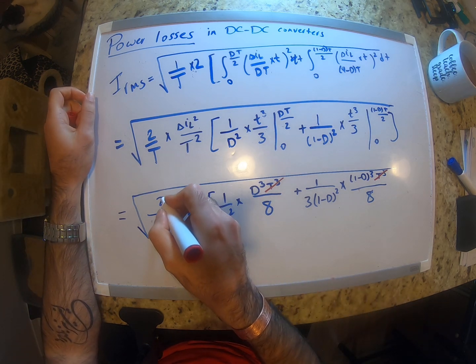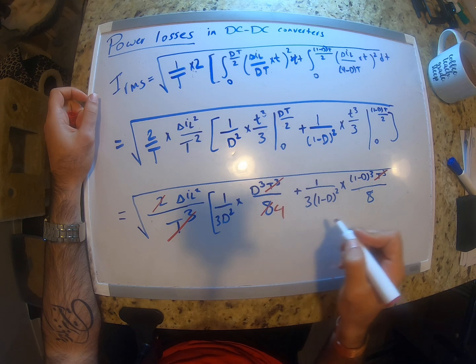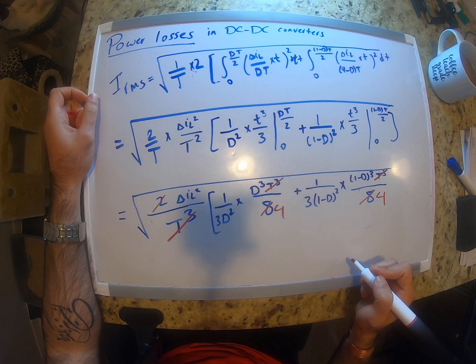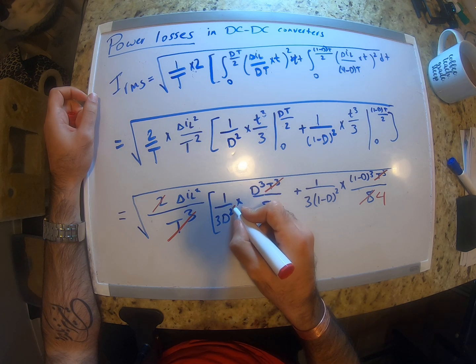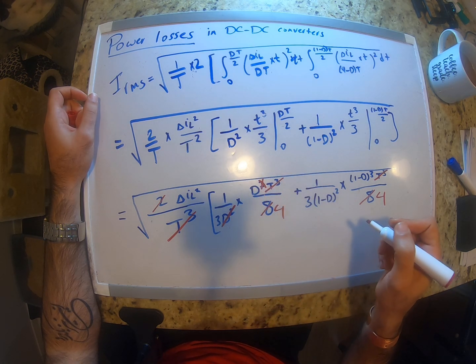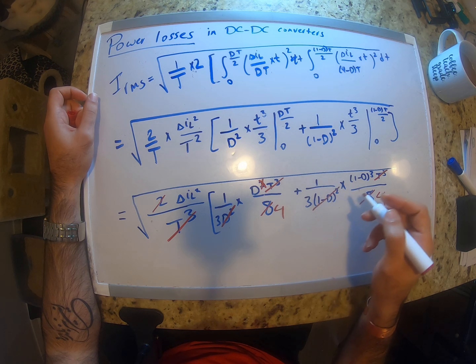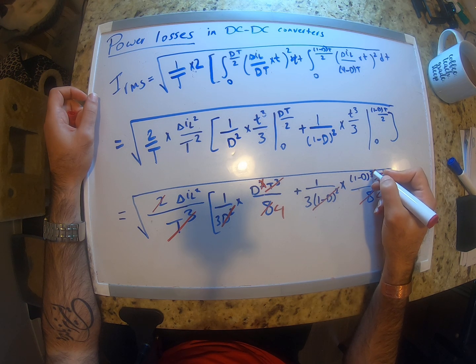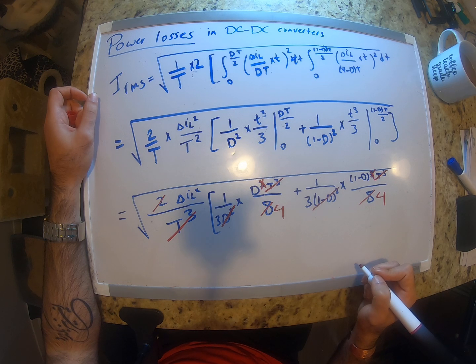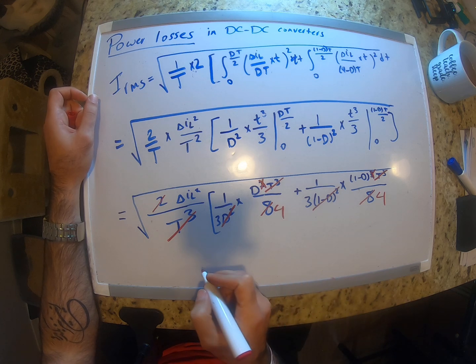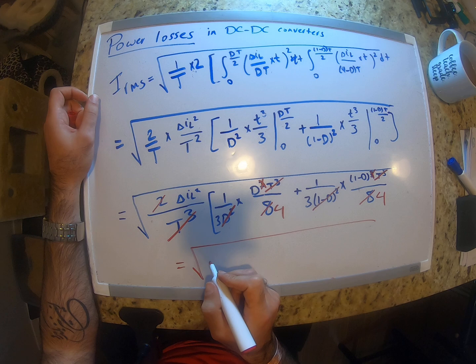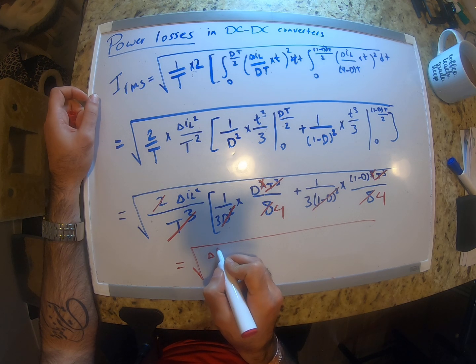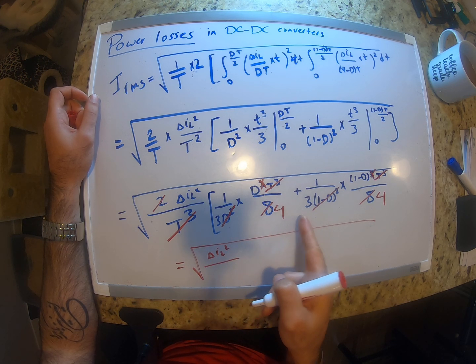I can cancel out this one as well, but this one make it 4, and this one becomes 4 as well. We have d cubed and d squared, so let's cancel 2 of this and the same thing here. Okay. And I can take 4 out. So it simplifies into this one: delta IL squared divided by 4.